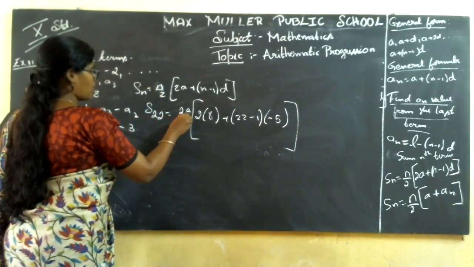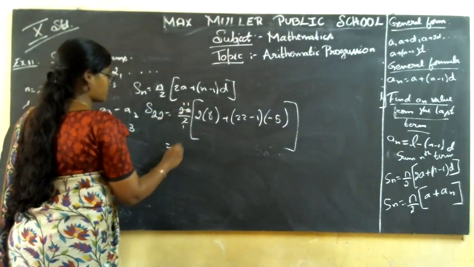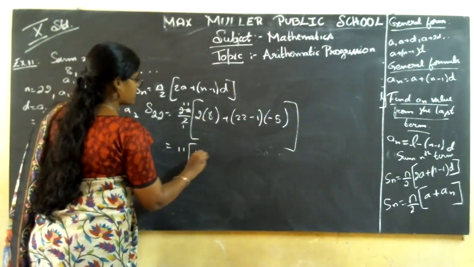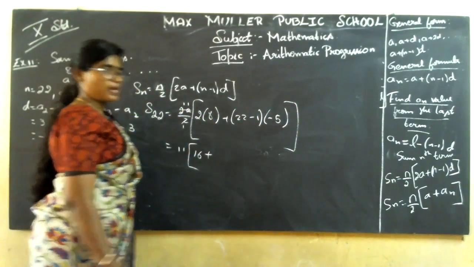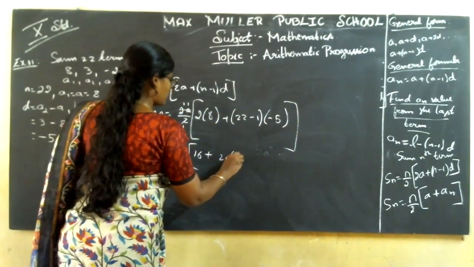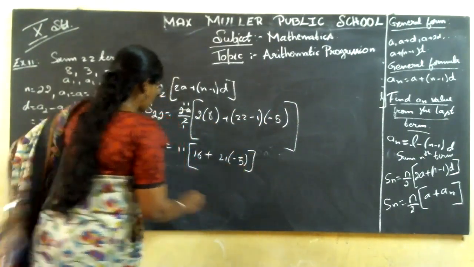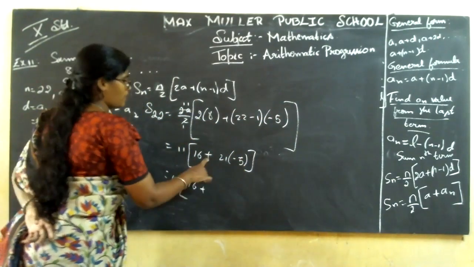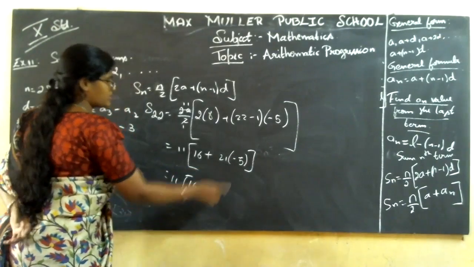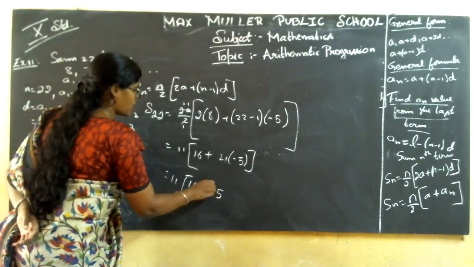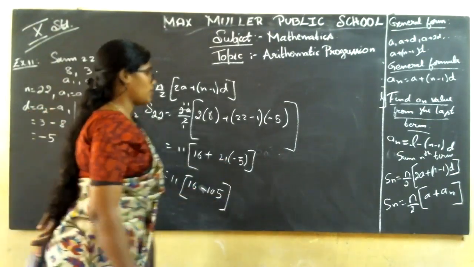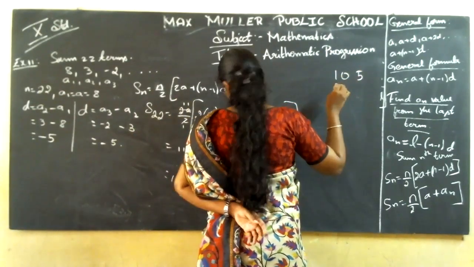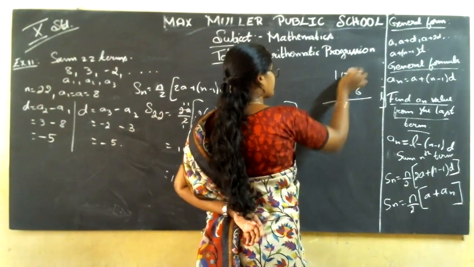Correct? Now, 2 ones are 2, 11s are 11. So 11 into 2 8s are 16. Very good. 22 minus 1 is 21 into minus 5. So it is 11 into 16 plus, plus into minus is minus. 5 ones are 5, 5 twos are 10. Correct? 105 minus. In 105 you need to take out 16.